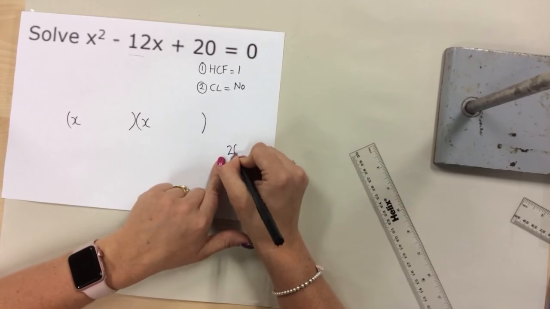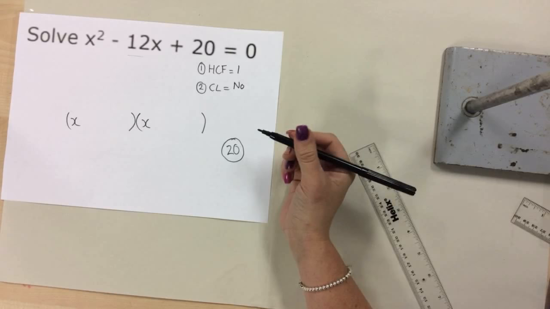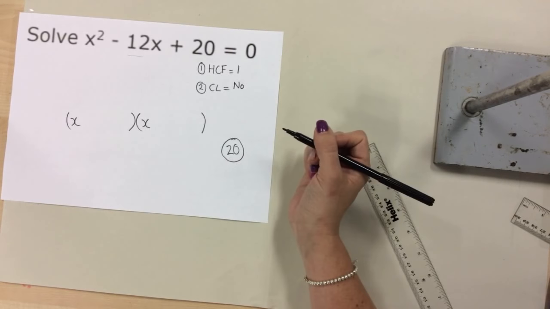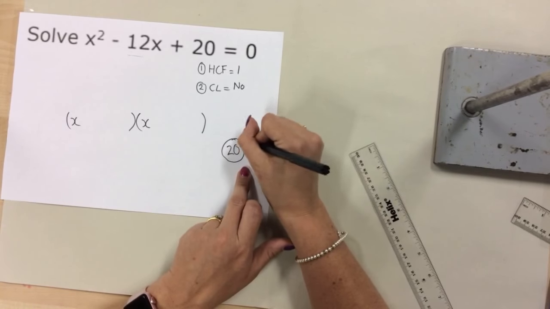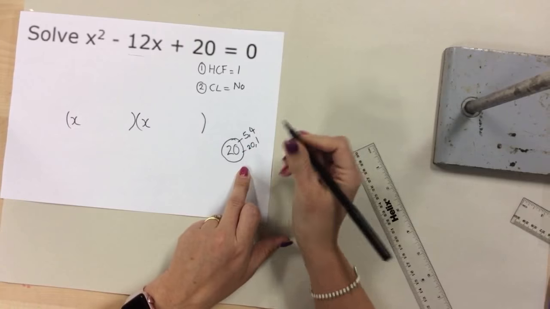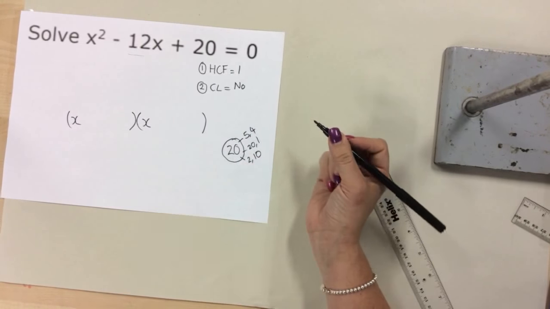So if we do a side bit here, we need to think about the factors of 20, and it is much easier if you think about this in pairs. So what are two numbers that can multiply together to make 20? We've got 5 and 4, we've got 20 and 1, and we've got 2 and 10. So those are the factors.